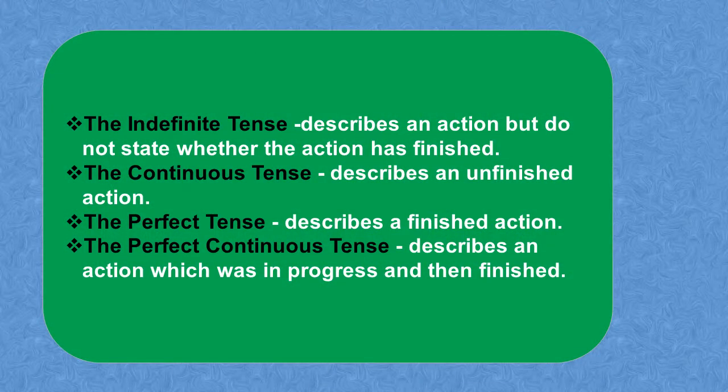Students, English verb tenses give many details about time and action. The indefinite tense describes an action but does not state whether the action has finished. The continuous tense describes an unfinished action. The perfect tense describes a finished action. And last, the perfect continuous tense describes an action which was in progress and then finished.